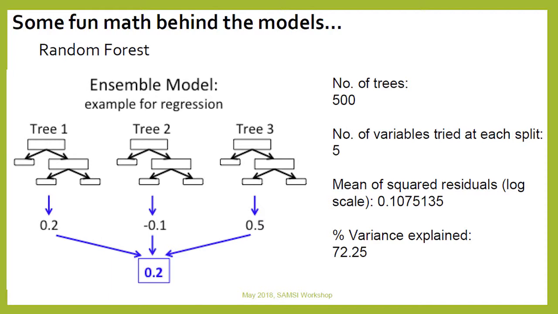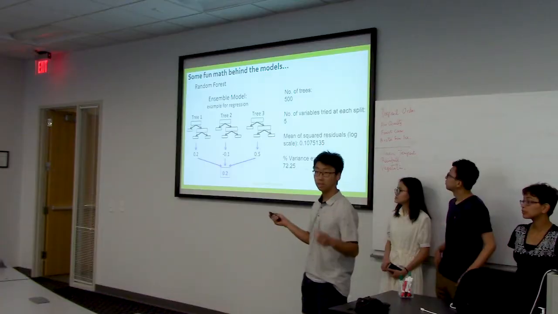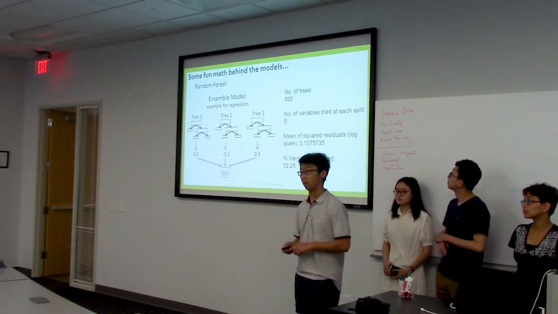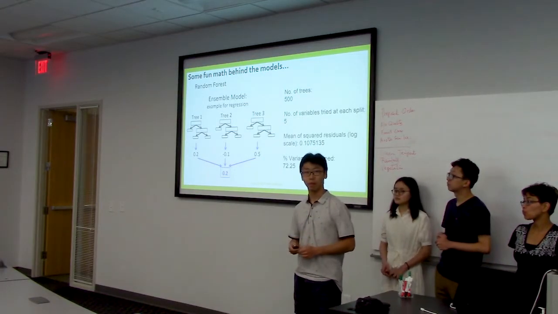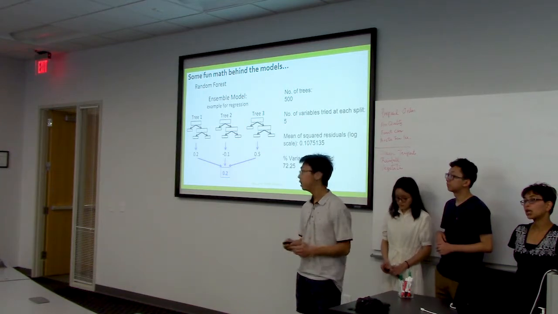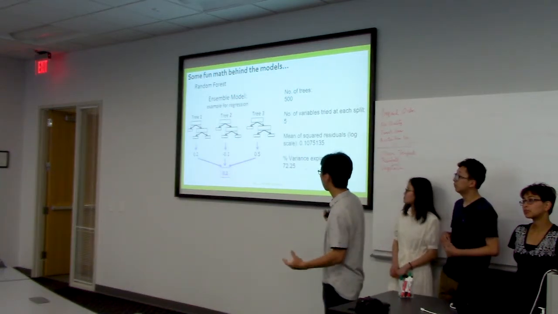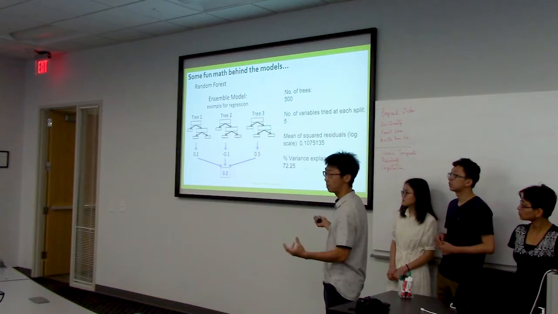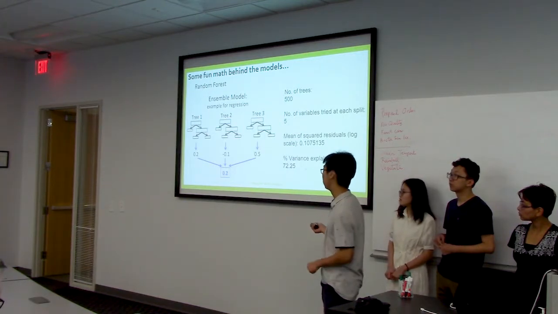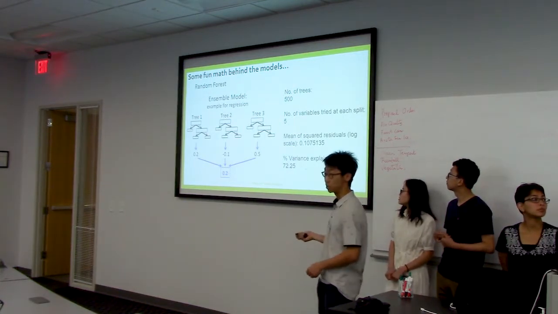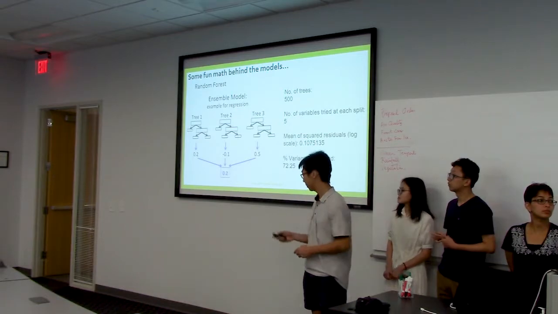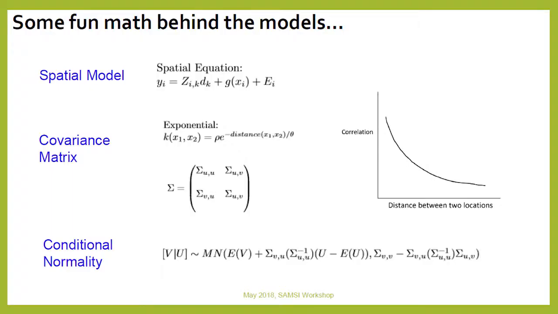And the algorithm chose to have 5 variables to do the split every time. And the mean square error is about 0.1. It's on the logged scale of PM2.5. A normal value of PM2.5 is usually around 20 or 50. So even though it's logged, an MSE of 0.1 is still very low for our model, and it covers more than 70% of the variance, which is good. Now pass on to the next model.